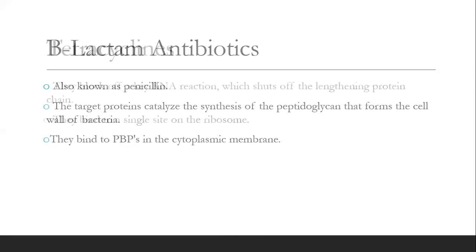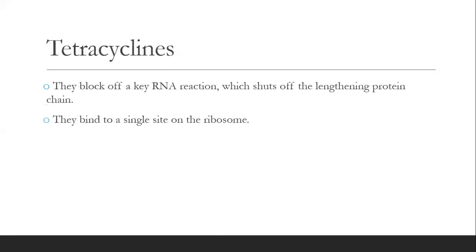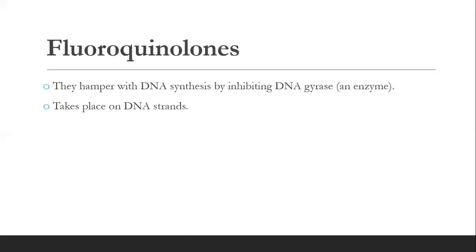Our next type is tetracyclines. They work by blocking off an RNA reaction, and by blocking it off, it shuts down a lengthening protein chain. And you could probably guess, but they bind to a single site on the ribosome, so therefore they can shut off the protein chain. Our next type is fluoroquinolones. They hamper DNA synthesis by inhibiting DNA gyrase. DNA gyrase is an enzyme, and this takes place on the DNA strands, so they can hamper the DNA synthesis. Pretty easy to remember there.